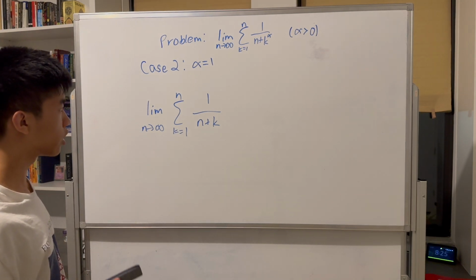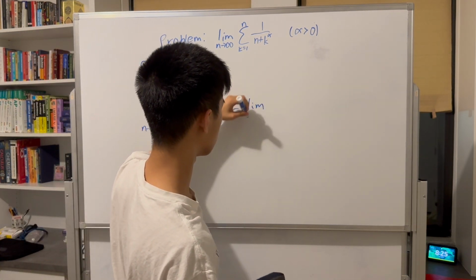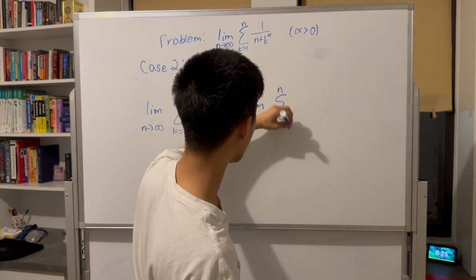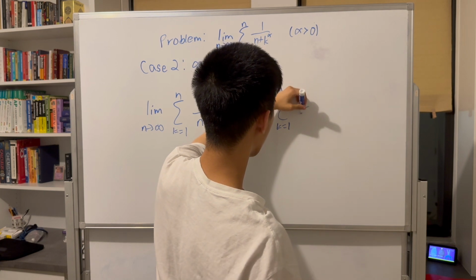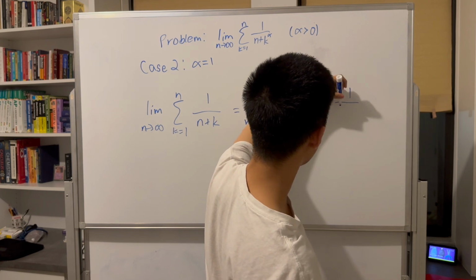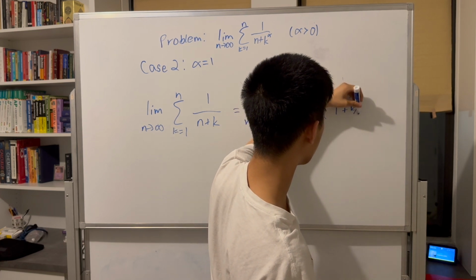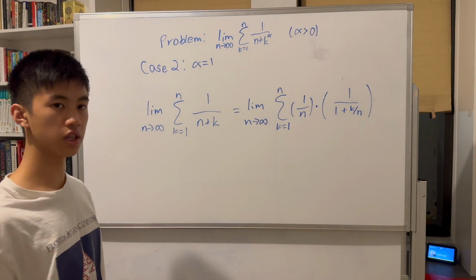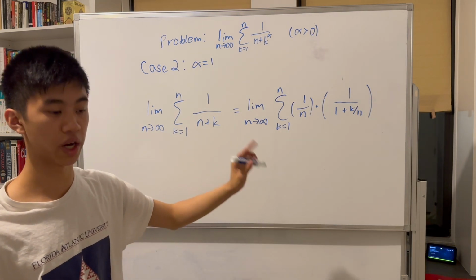Now, we can rewrite this in a certain way that will be particularly favorable to us. So limit as n goes to infinity of the sum from k equals 1 to n, and now what we'll try to do is we'll have 1 over n times 1 divided by 1 plus k over n. So now this looks awfully like a Riemann sum, the summation form of a Riemann integral.